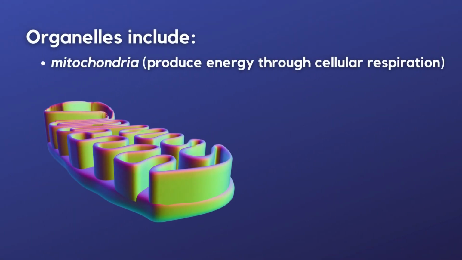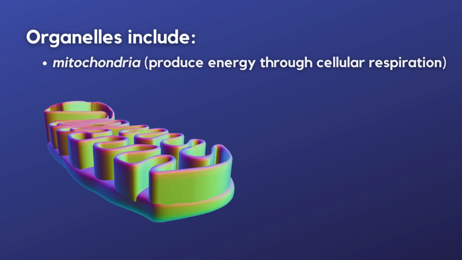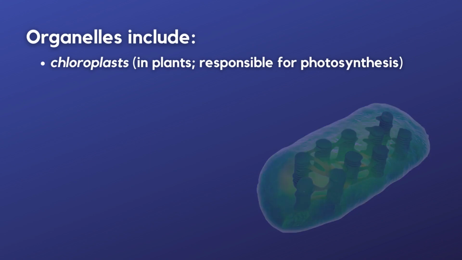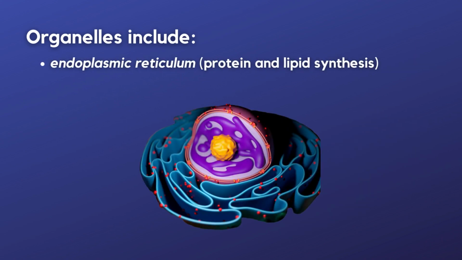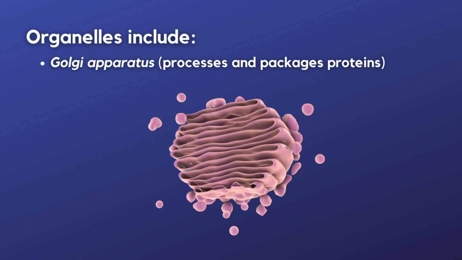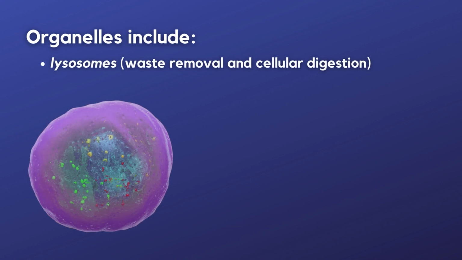These organelles include mitochondria, which produce energy through cellular respiration, chloroplasts, found only in plant cells, which are responsible for photosynthesis, the endoplasmic reticulum, which plays a role in protein and lipid synthesis, the Golgi apparatus, which processes and packages proteins, and lysosomes, which are involved in waste removal and cellular digestion.